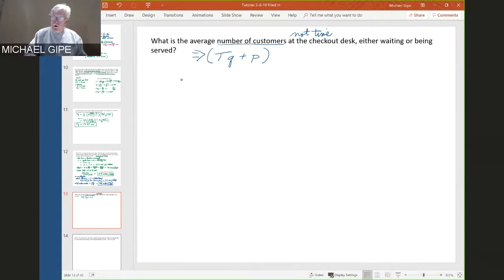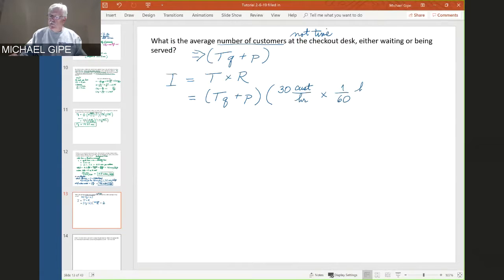Well, let's go back to Little's Law. If we need the inventory, that is the number of customers in both the queue part and the processing part, we're going to have to take time and multiply by flow rate. Well, the time, of course, is the queue time plus the processing time on average, and Little's Law deals with averages. And the flow rate, again, we're going to have to deal with a units conversion: 30 customers per hour times 1 hour per 60 minutes.